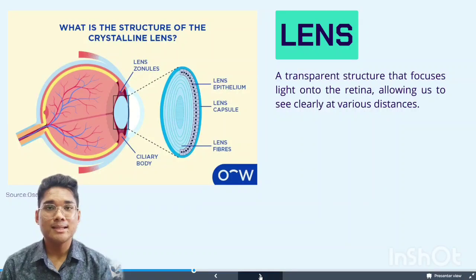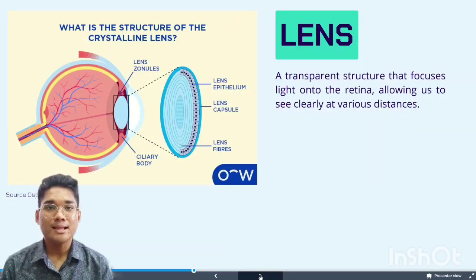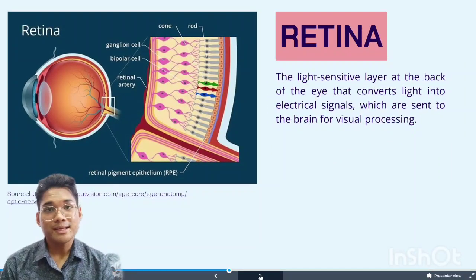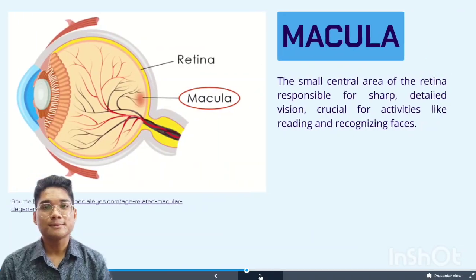There are three layers in the lens, which include lens capsule, lens epithelium, and lens fiber. Vitreous humor. It's a gel-like fluid that maintains the eye's shape. And so on. Retina is a thin layer at the back of the eye that converts light into signals using specialized cells, which are rods for low light vision, and cones for color vision. And we will further explore these parts in the biochemical process.